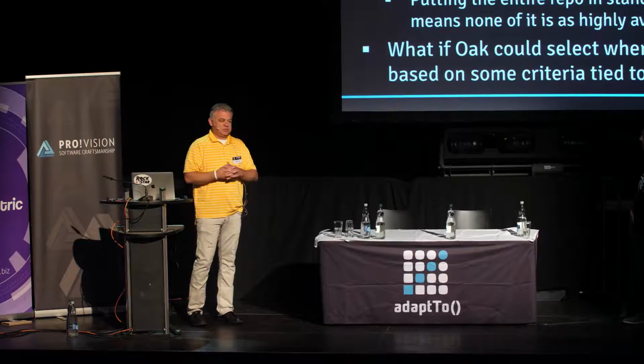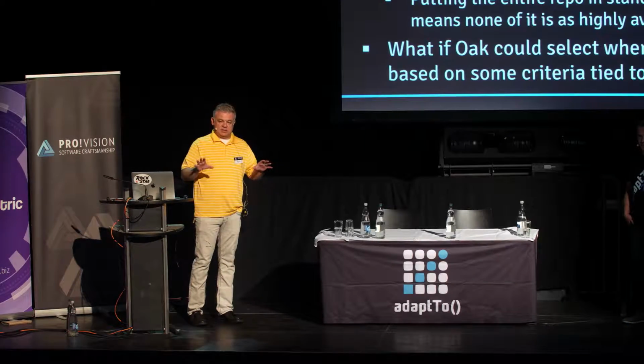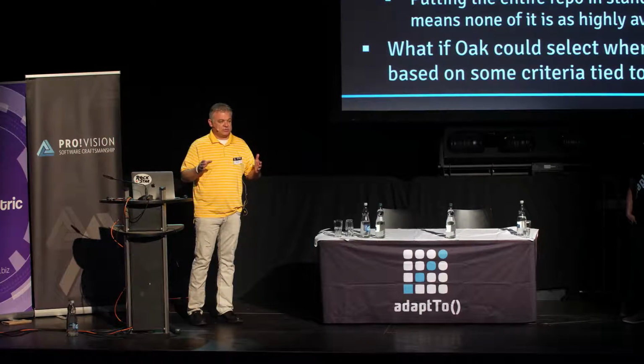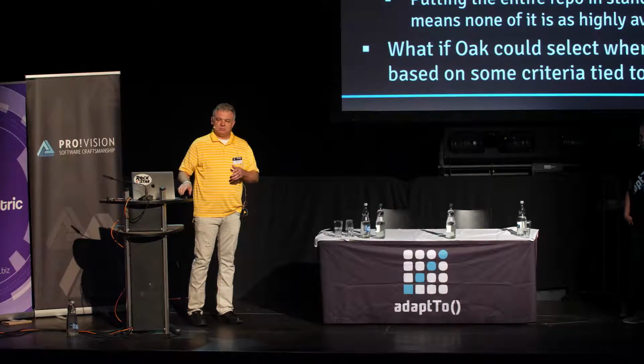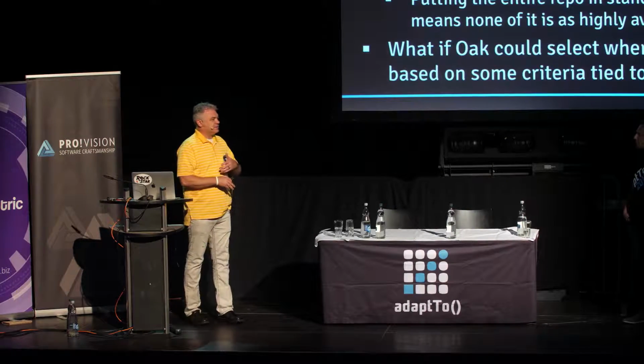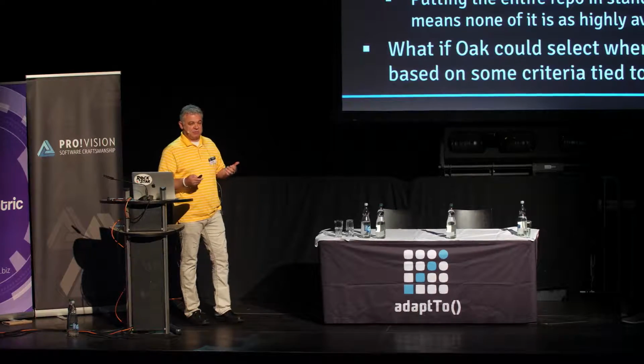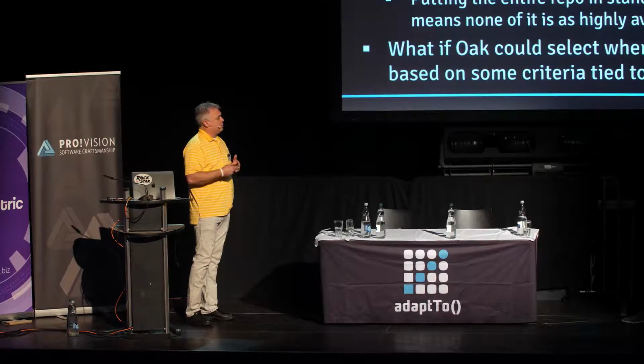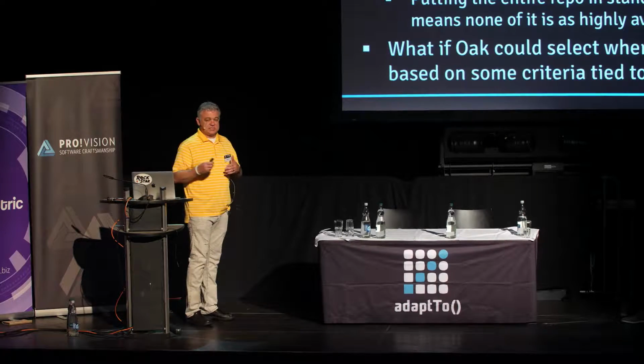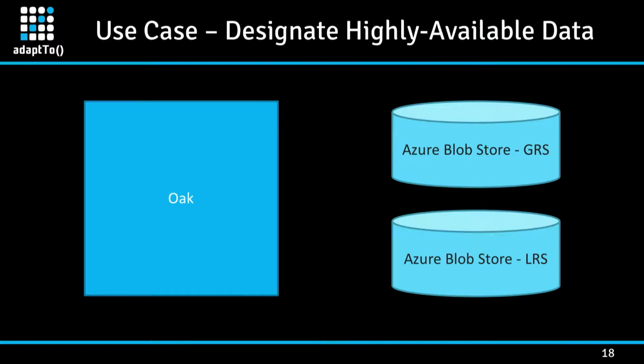You would like to be sure that you have geo-redundancy on your data stores, but you don't want to pay to put all of your data in geo-redundant storage, because that would be really expensive. So what would be nice is if there was some way to select which data you wanted to be stored geo-redundant. If you used Azure, for example, then you might be considering something like this.